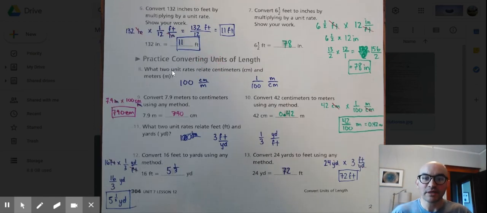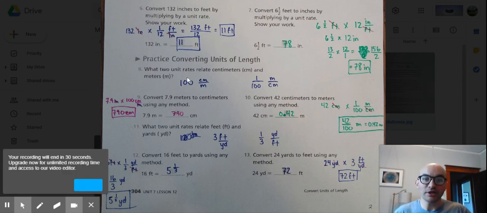All right. Number 8, we're doing the same thing we just did with feet and inches, but now we're looking at centimeters and meters. So we have to recall that there are 100 centimeters per meter, and there are 1/100th of a meter per centimeters. So that's our 2 unit rates there for number 8. We're going to use these unit rates to solve the rest of these problems.